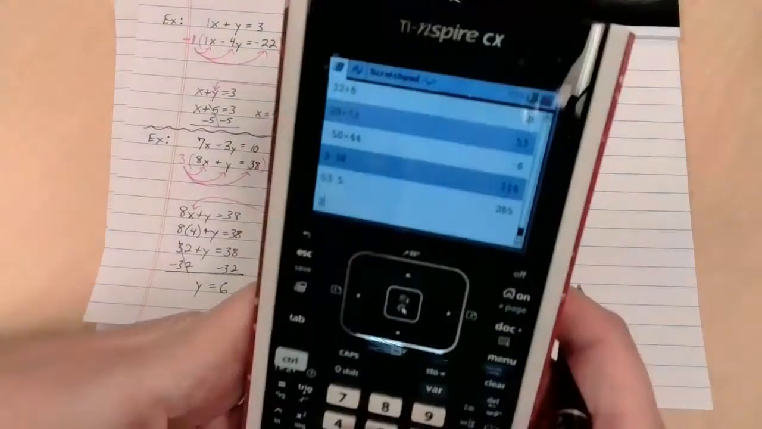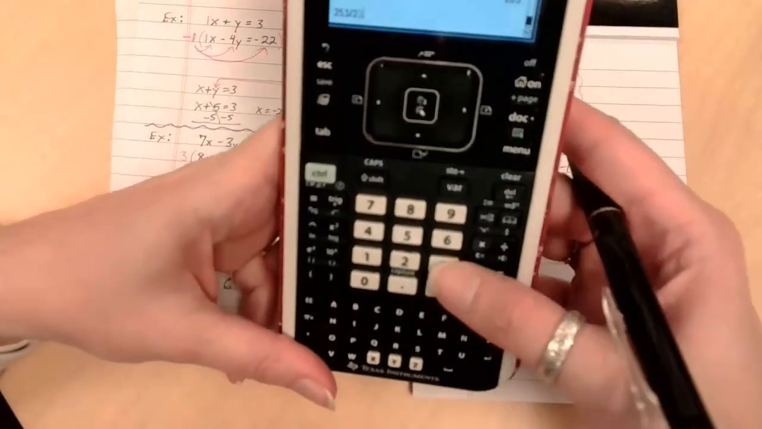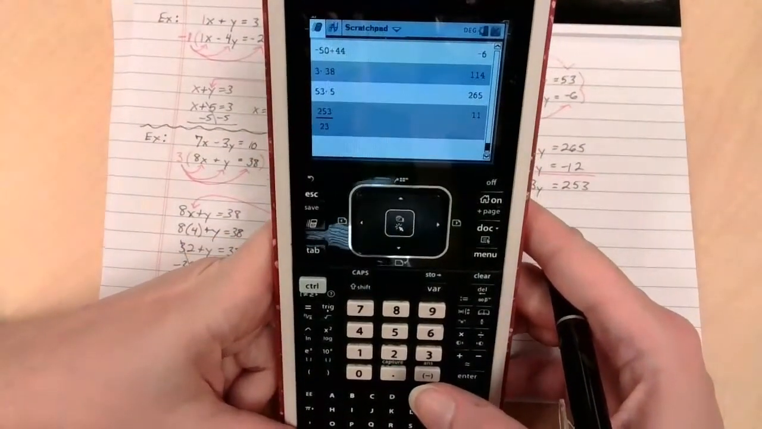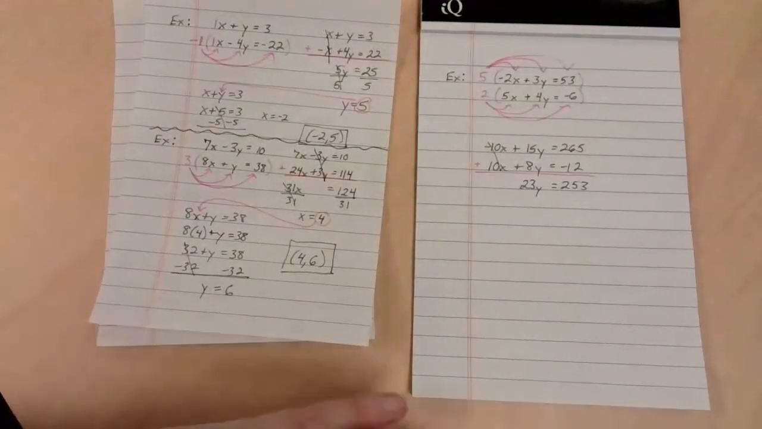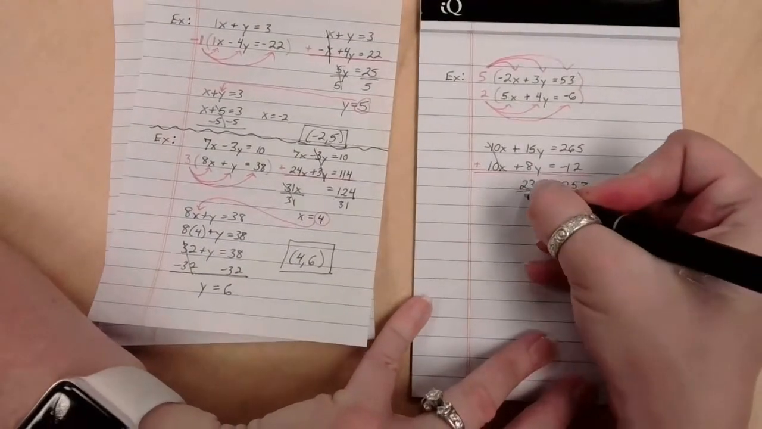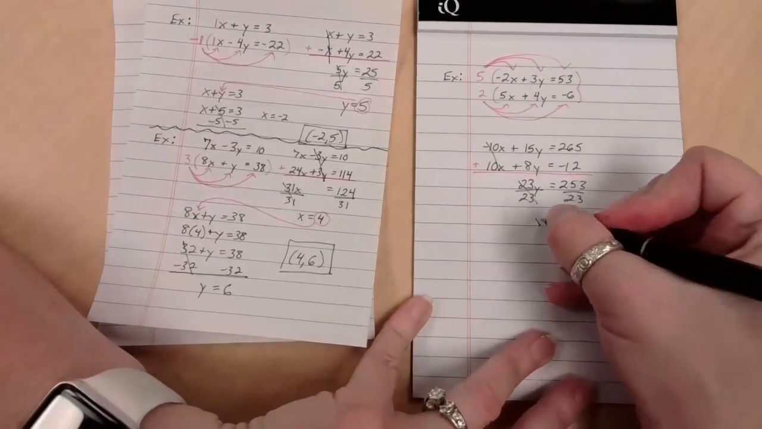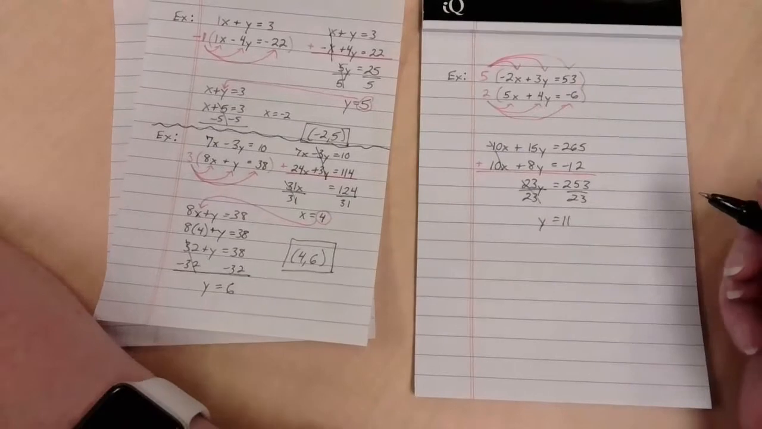253 divided by 23. Oh, whew, that works out nicely. 253 divided by 23 is 11. Okay, that makes us happy. Dividing by 23, undoing the multiplication. There's my y by itself, and that just plain old equals 11.